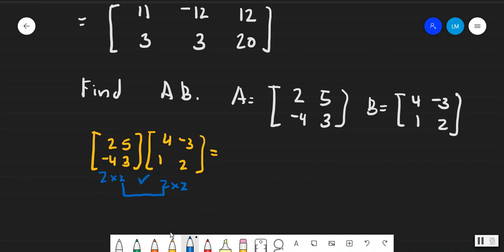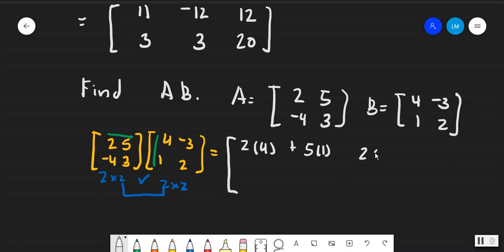So the next step is that we just need to figure out what the entries are. So I have 2 times 4 plus 5 times 1. Now, if you have a highlighter, what you could probably do is just say that you have this row and then you multiply it by that column and then repeat the whole process all over again.